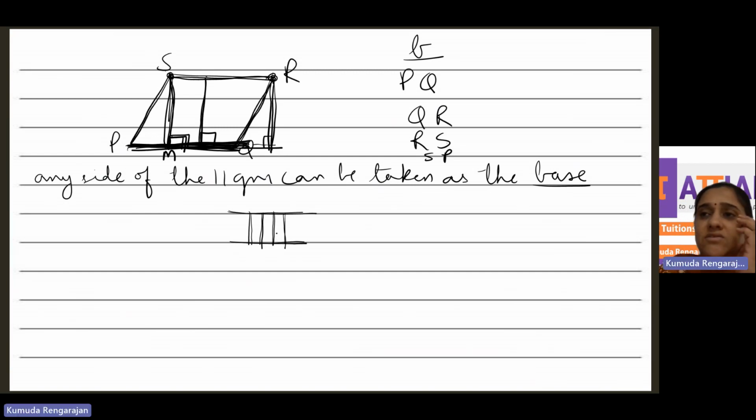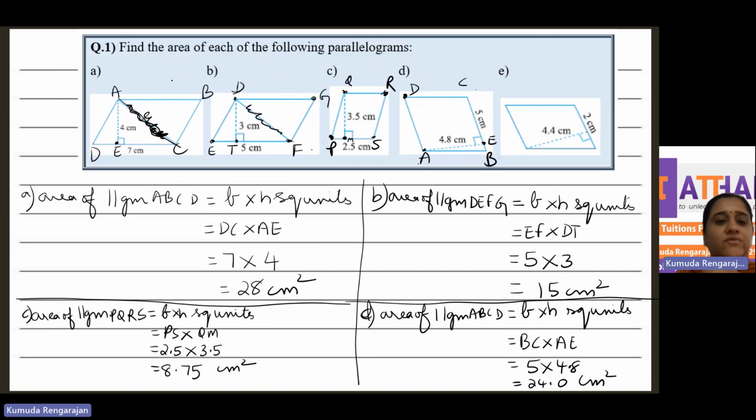So which one should be taken as the base? Any side. And the altitude should land on the base. If you're taking a line segment as the altitude, that should land on the base and it should make 90 degrees with the base. So see here, in this figure, why are we taking this as the altitude? Because it's making 90 degrees with the base. All right.